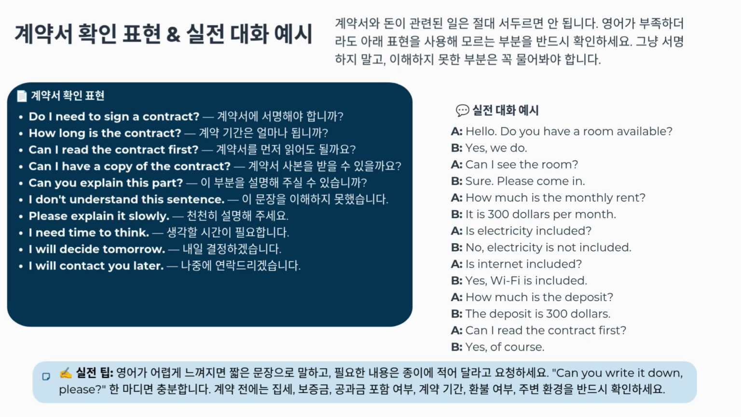Practice. Hello. Do you have a room available? Yes, we do. Can I see the room? Sure. Please come in. How much is the monthly rent? It is $300 per month.